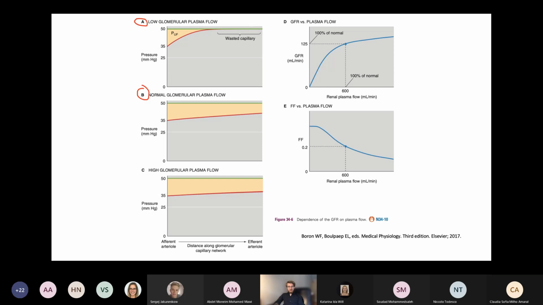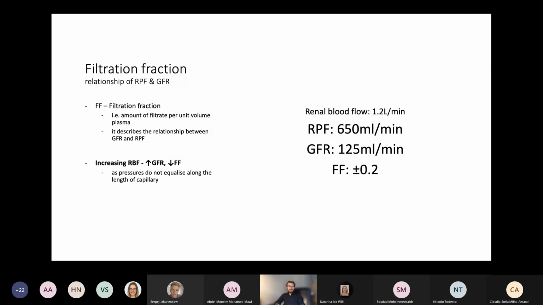At the opposite extreme, if we have high glomerular plasma flow, the filtration is going to occur along the entire length of the capillary. That means we're going to excrete a lot more plasma, but the filtration fraction is relatively low as the pressure is maintained throughout. What does this mean? If we increase renal blood flow, the glomerular filtration rate will increase because filtration is possible alongside the entire length of the capillary. If we decrease renal blood flow, pressure is going to equalize, and halfway through the capillary, no filtration is going to happen. Increasing renal blood flow, decreasing filtration fraction.